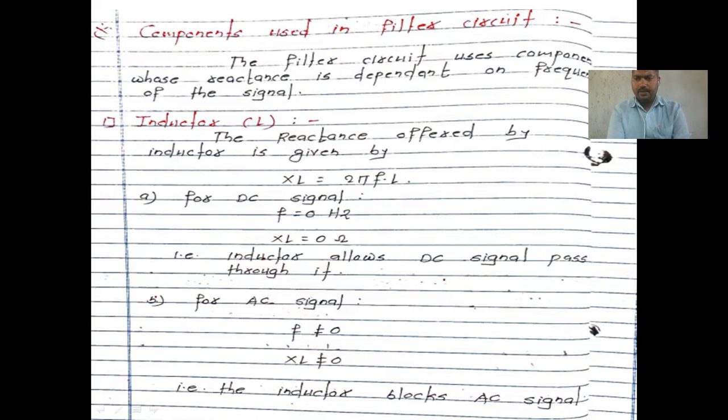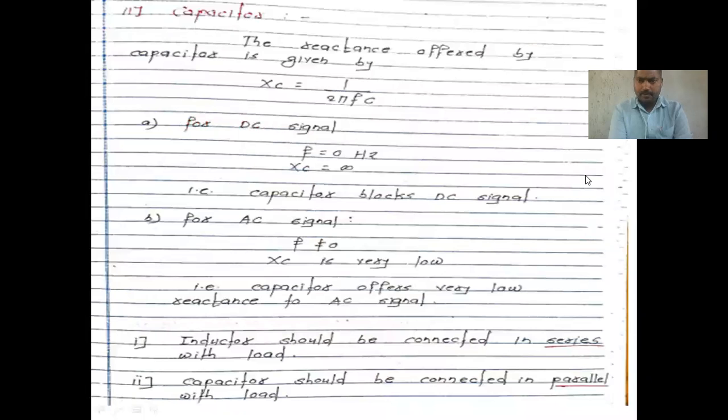Then we see another device, the capacitor. The reactance offered by the capacitor is given by an important formula: the capacitive reactance X equal to 1 upon 2 pi F C. X equal to 1 upon 2 pi F C. This is the formula for the capacitive reactance.